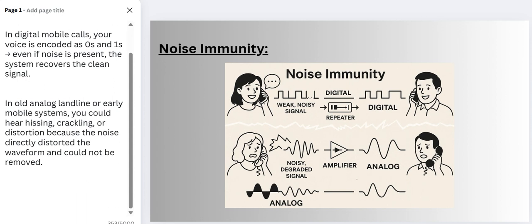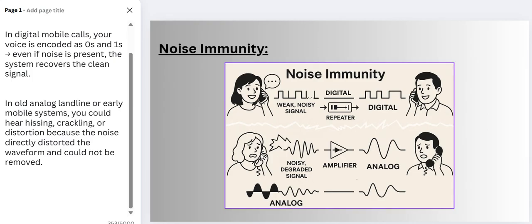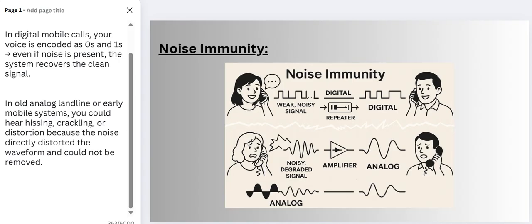So in digital mobile calls, your voice is encoded as zeros and ones. Even if some noise is present, the system recovers the clean signal. Whereas in the analog, you can see this here, they are using an analog landline or any telephone. You could hear hissing, crackling, or distortion because the noise directly distorted the waveform and could not be removed. As I told you, any noise added to the analog signal cannot be restored. It will be added to the waveform itself.